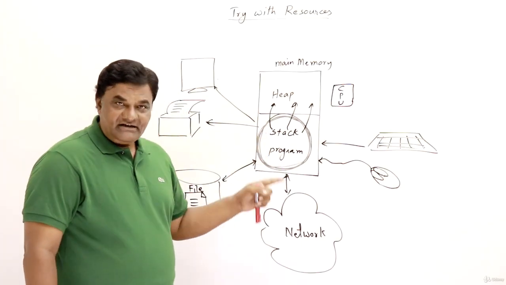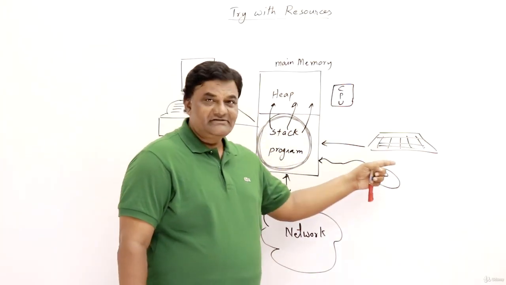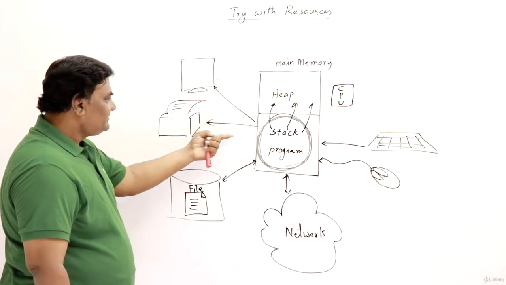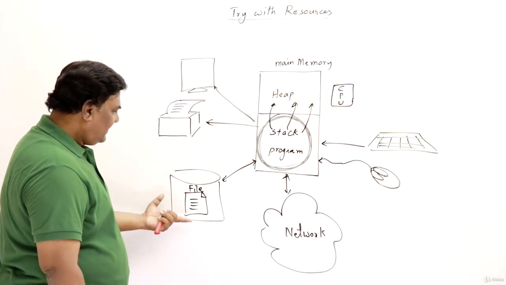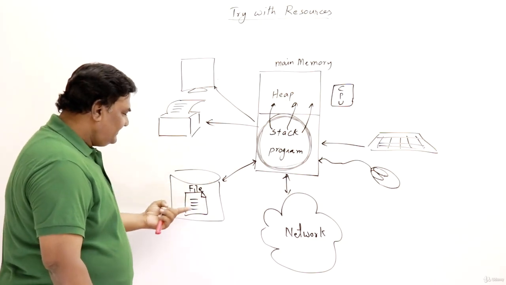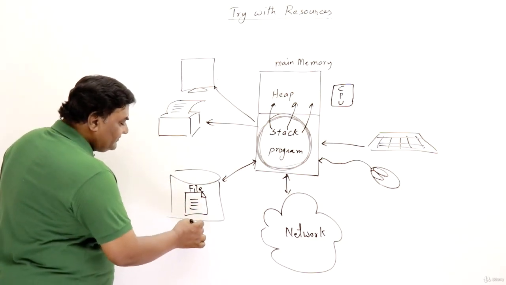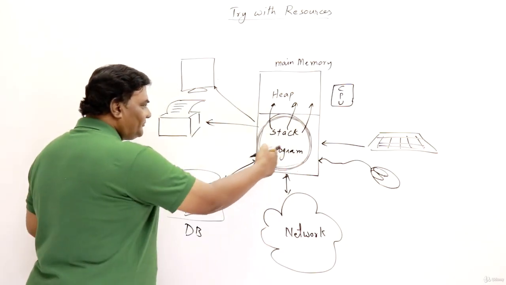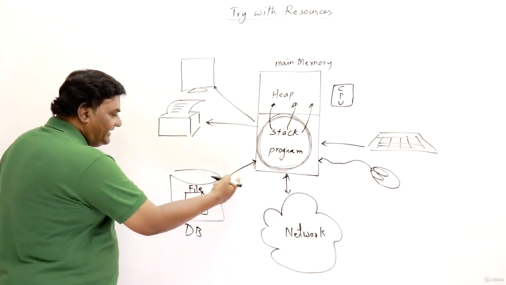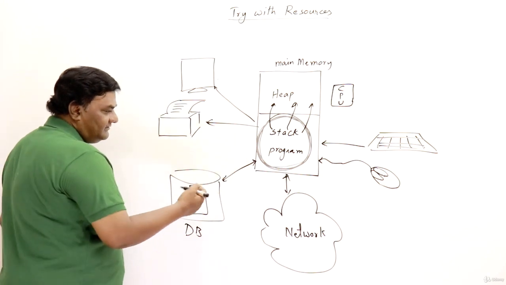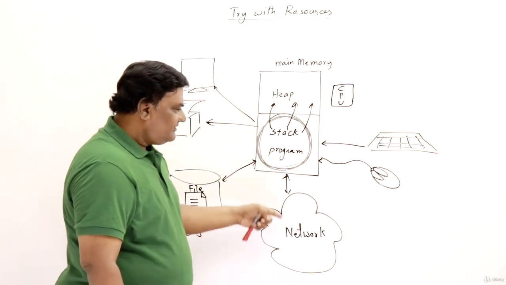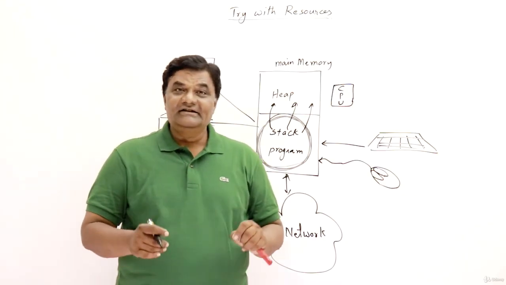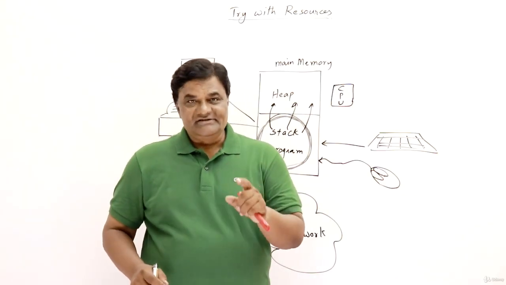Other example diagrams, let us look at. Keyboard is a resource, mouse is a resource, and this monitor is a resource, printer is a resource, hard disk, that is file is there, or there may be database also, so that is also a resource. That's not a part of a program. External program will access it, so it can write or read from the file. Network connection, accessing anything in network, that is also a resource. So anything outside the program is a resource.